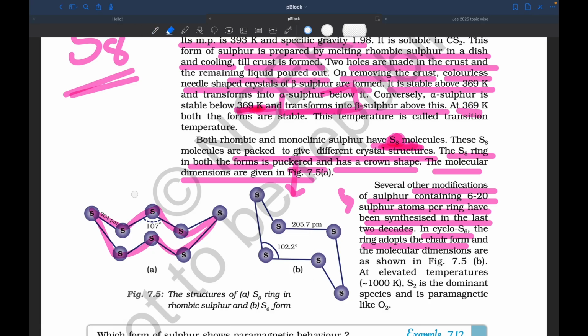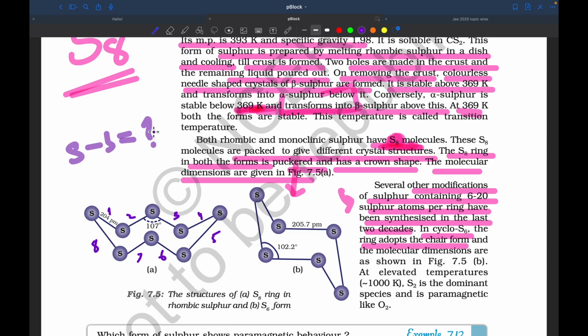సో దీనిపైన క్వశ్చన్లు అడిగారమ్మా మెయిన్స్లో. యూ షుడ్ బి కేర్ఫుల్ హియర్. దీంట్లో హౌ మెనీ S-S బాండ్స్ ఆర్ దేర్? దీంట్లో చెప్పండి, కౌంట్ చేయాలి. 1 2 3 4 5 6 7 8 S-S bonds are here, right? What is the bond angle here?